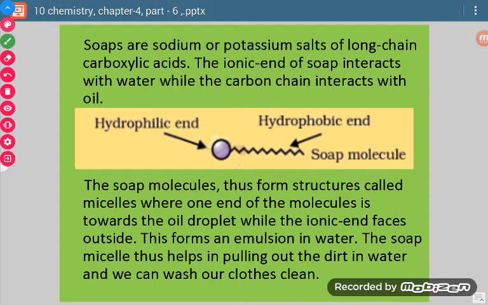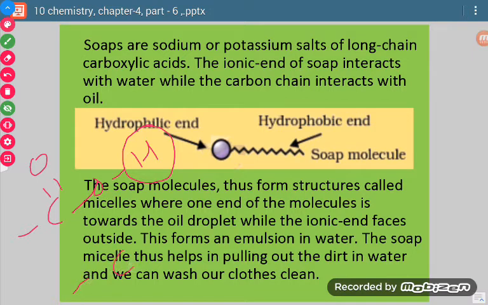Soaps are sodium or potassium salts of long chain carboxylic acids. Now see, you know what carboxylic acids are? Carboxylic acids are those in which this is the functional group. So if we take a long chain carboxylic acid and make its sodium or potassium salt, it means in this functional group we have to replace this by either sodium or potassium.